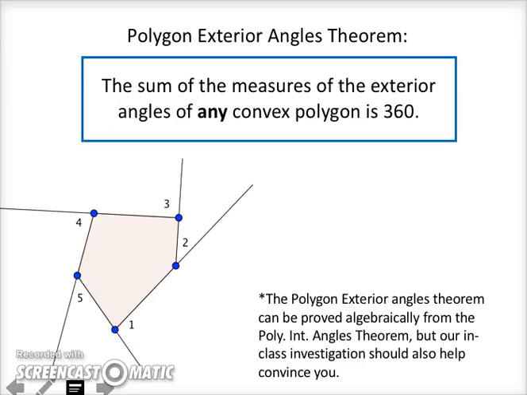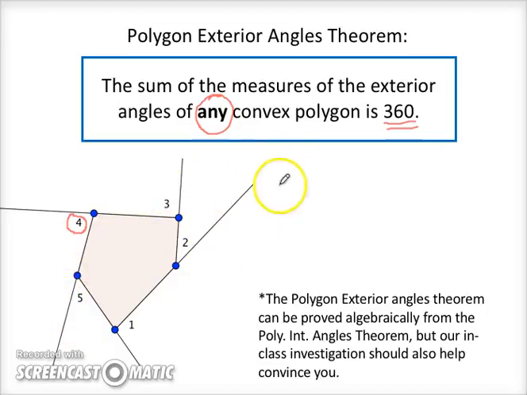Let's move on to the polygon exterior angles theorem. Remember that just as in triangles, we have exterior angles formed by extending one of the sides of the figure further out, and then we have this angle that's formed outside of the figure. The sum of the measures of the exterior angles of any convex polygon, no matter how many sides the polygon has, is always 360. This is a very surprising theorem because it seems like it should matter how many sides the polygon has, but it turns out it doesn't.